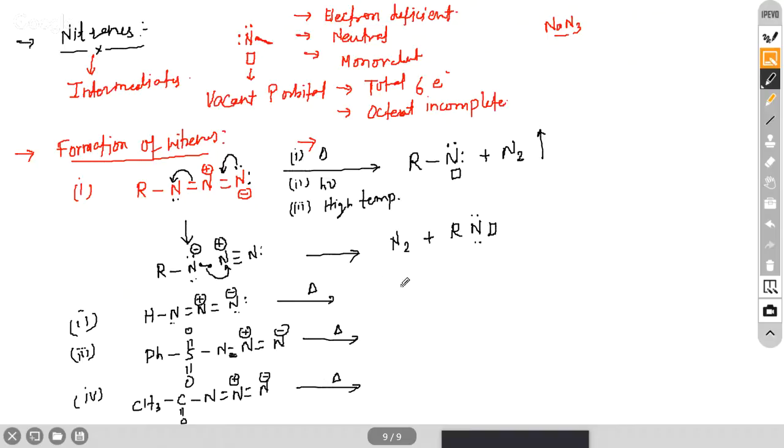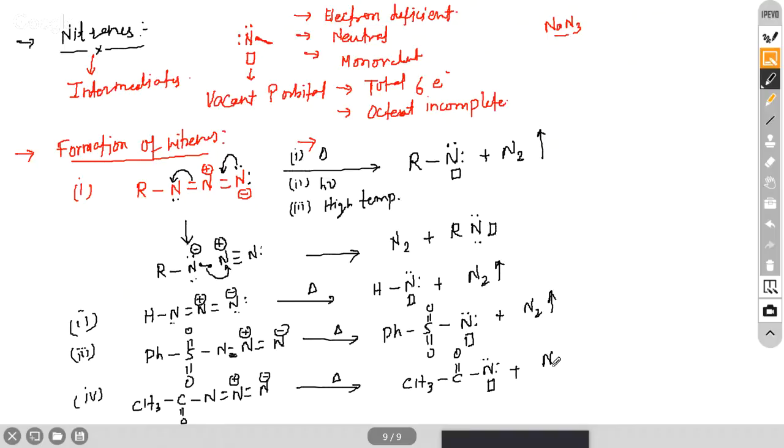Okay, what is the product we get here? H, N, two lone pair, and this plus N2. Yes, here what we get? PhSO2, N, plus N2. And here we get what? CH3, C double bond O, N, plus N2.